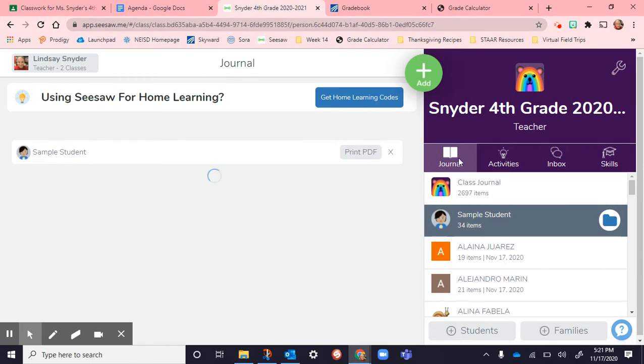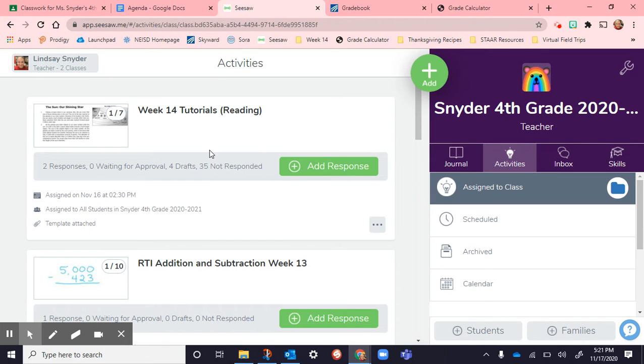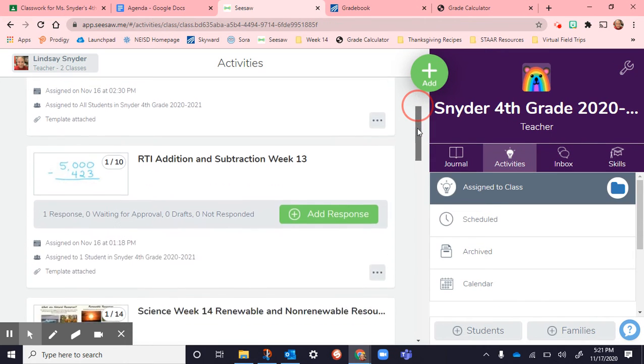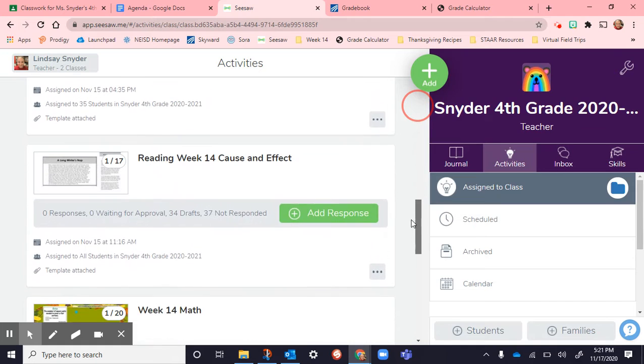Then in reading today, we were also in Seesaw. And we continued with cause and effect.